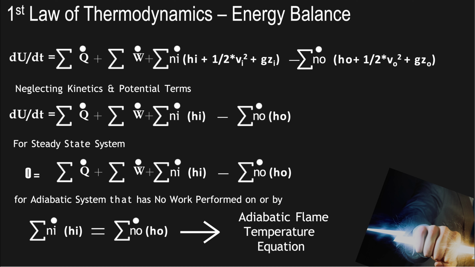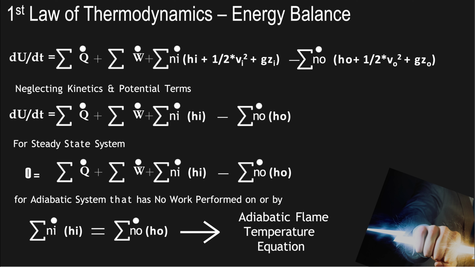So starting with the first law of thermodynamics and energy balance, we wanted to talk about how we get to calculating the adiabatic flame temperature. From the energy balance, this is the equation for the first law of thermodynamics, and on the left hand side, that's basically the rate of change of internal energy, and on the right hand side, this is the sum of all the heats coming in or out of the system, the sum of all the shaft works coming in or out of the system, and the summation of the enthalpy, kinetic energy, and potential energy going into the system, and the enthalpy, kinetic energy, and potential energy leaving the system.